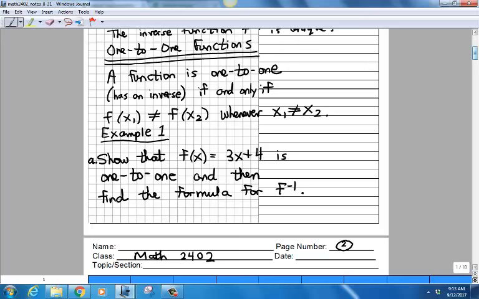I'm not going to worry about the graph yet, but we want to figure out what the formula for the inverse function is. This is a very simple function. What kind of function is this?